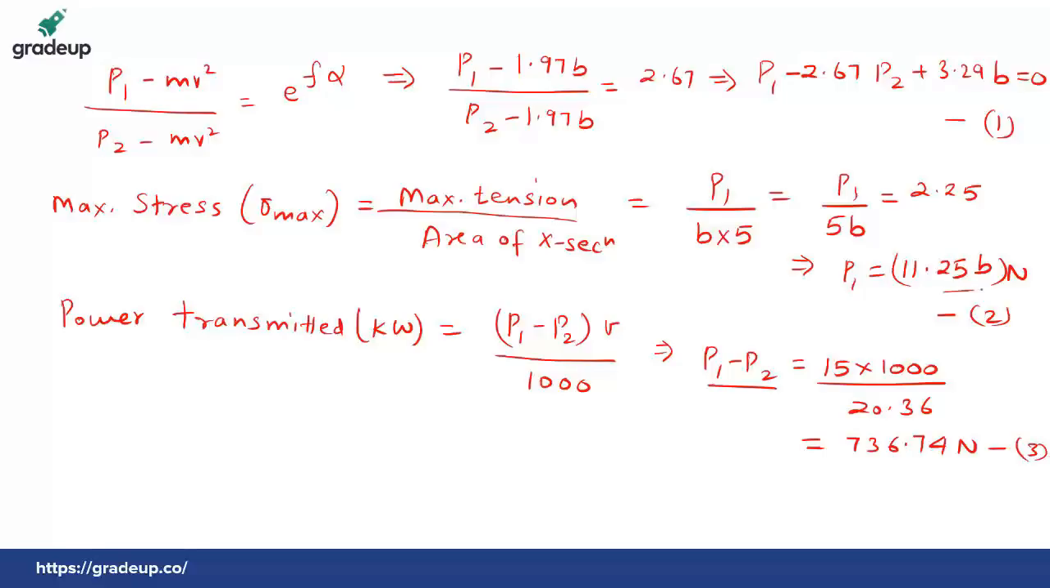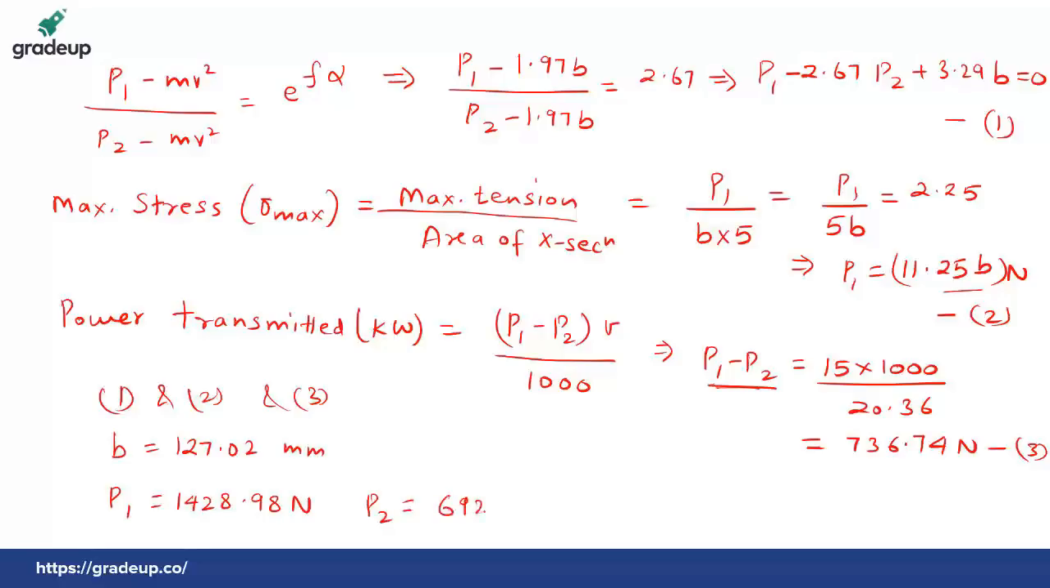This is the P1 in terms of b, so just substitute P1 equal to this times b. From here also P1 minus P2. Just solving these three equations 1, 2 and 3 simultaneously, we get the values as b equal to 127.02 mm, P1 is equal to 1428.98 newtons, and P2 as 692.26 newtons. So these are the belt tensions and these are the widths. The length has already been found out, and also the diameter of the pulleys.